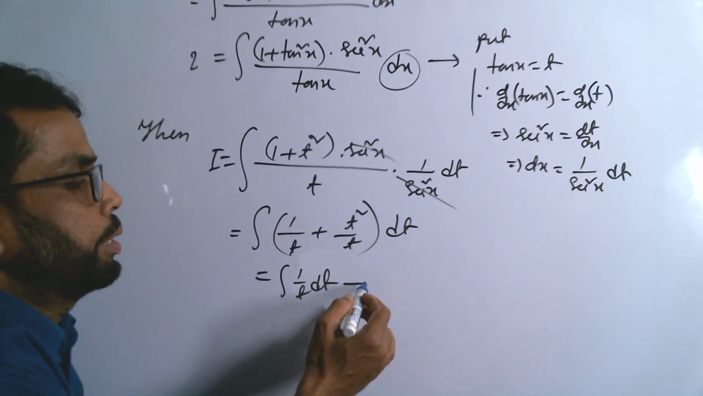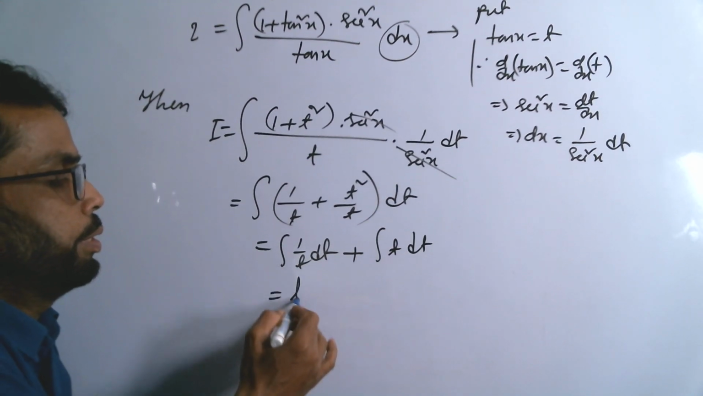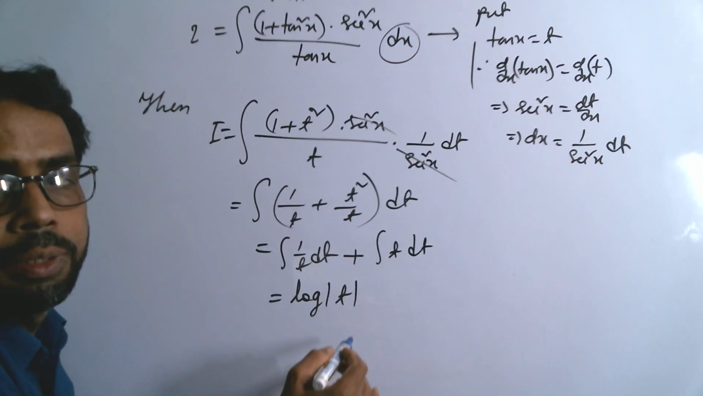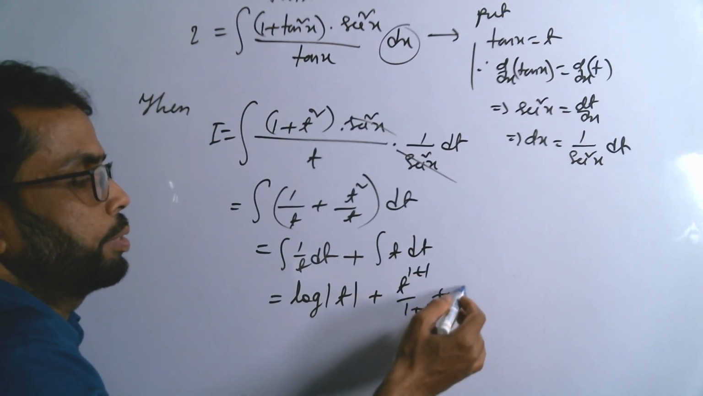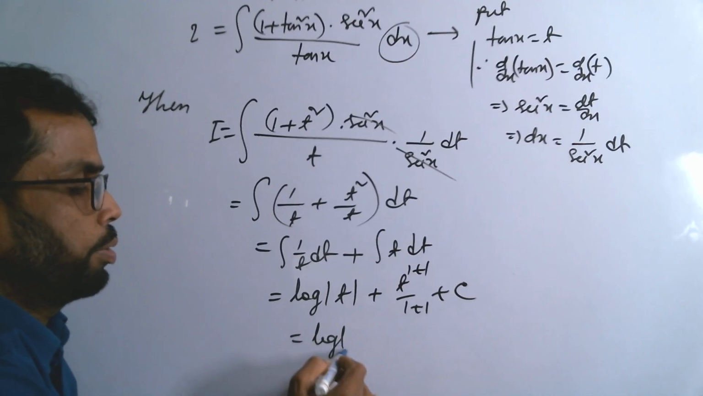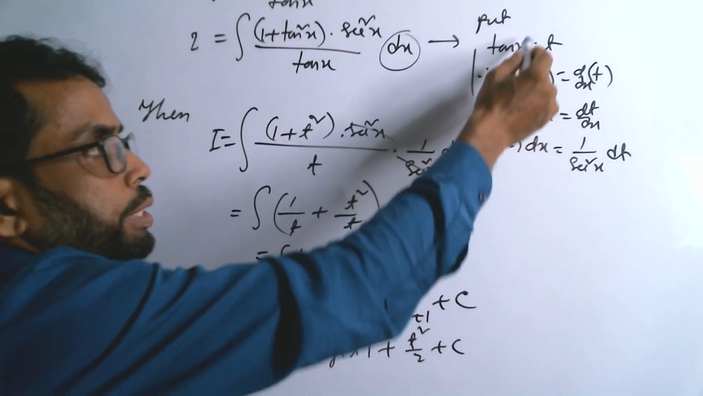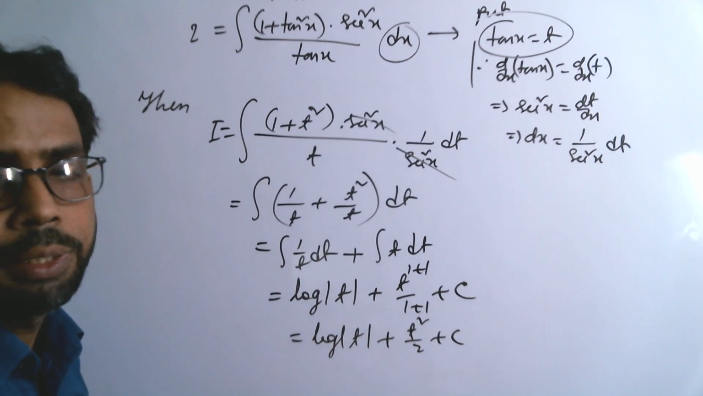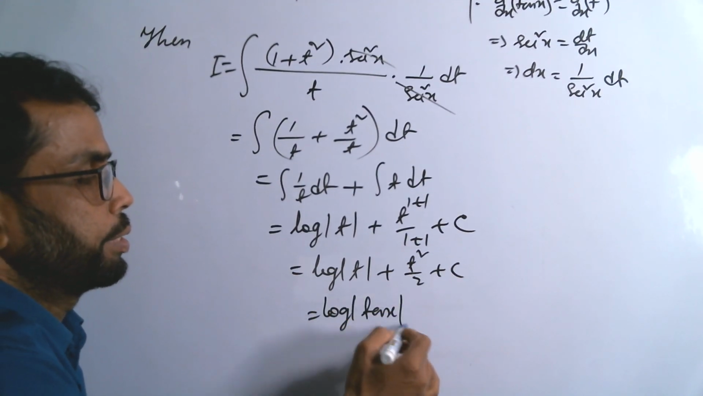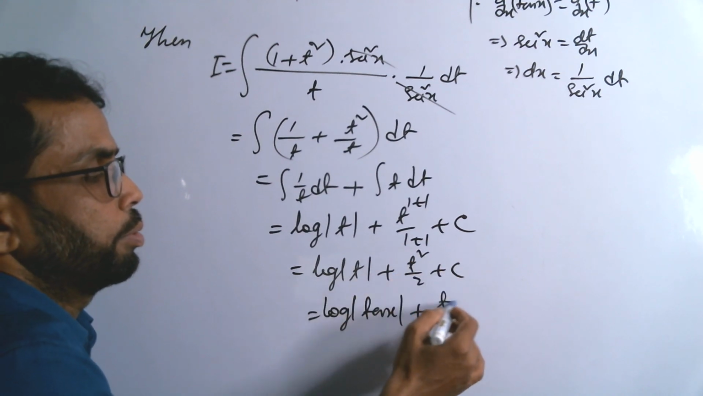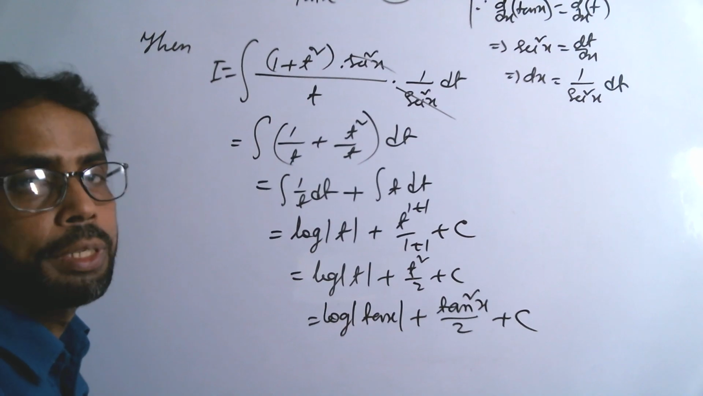1 by t dt plus integration of only t dt. 1 by t dt is log t, a basic formula, and t to the power 1 is t to the power 1 plus 1 by 1 plus 1, plus constant. So it is log of t plus t square by 2 plus constant. t is taken for tan x, so we'll put it back. It is log of tan x plus tan square x divided by 2 plus constant.